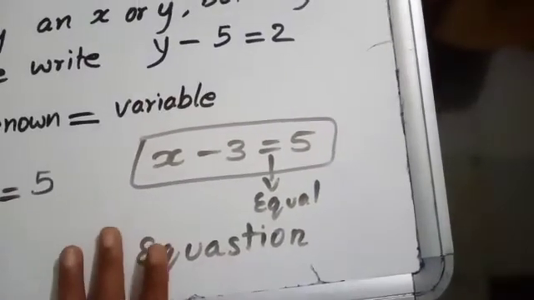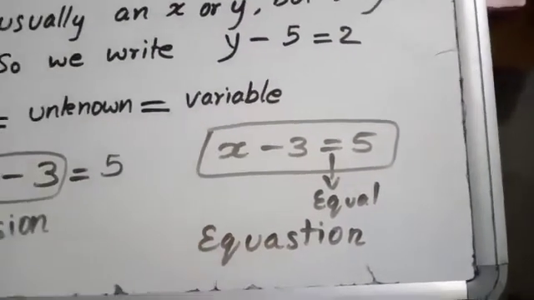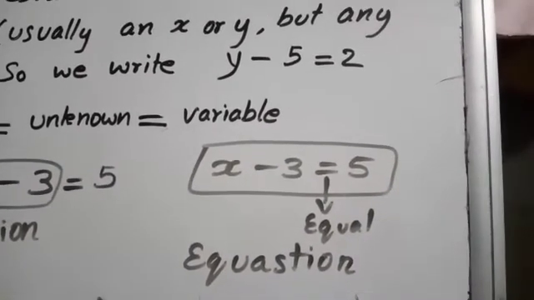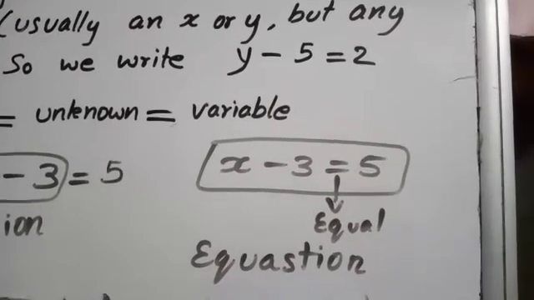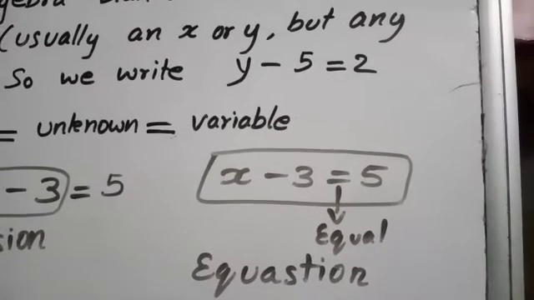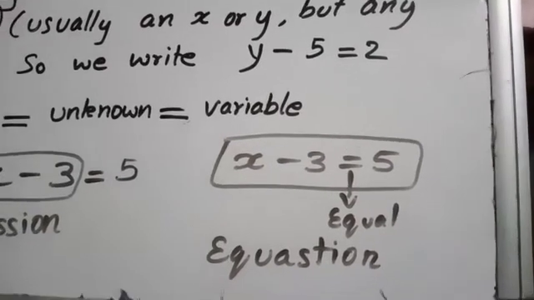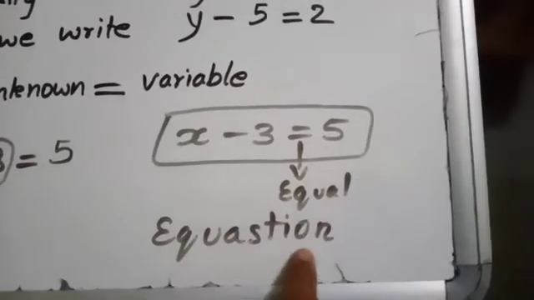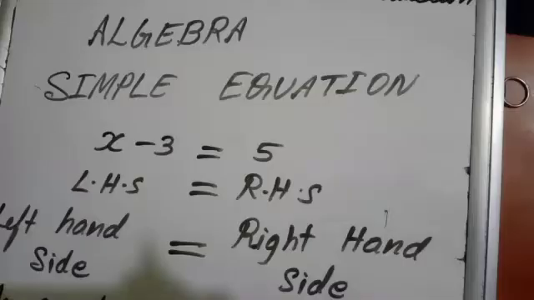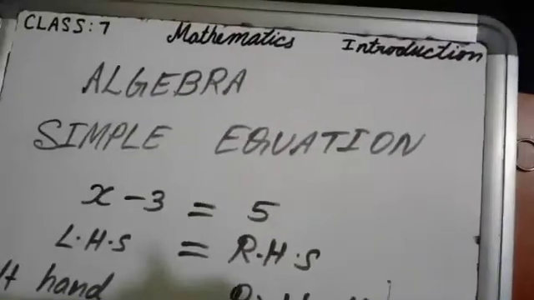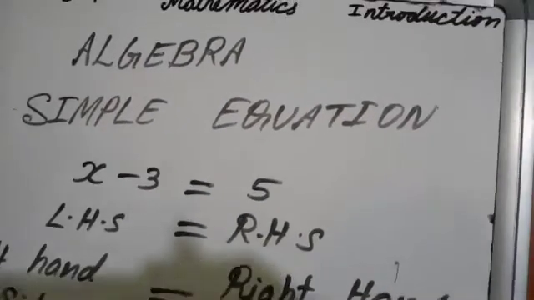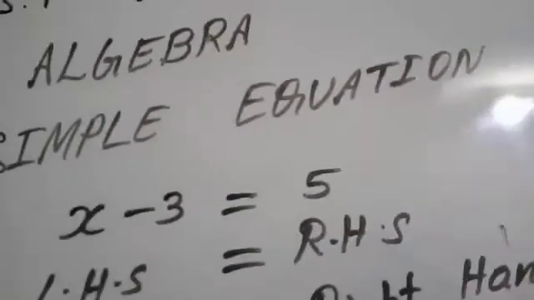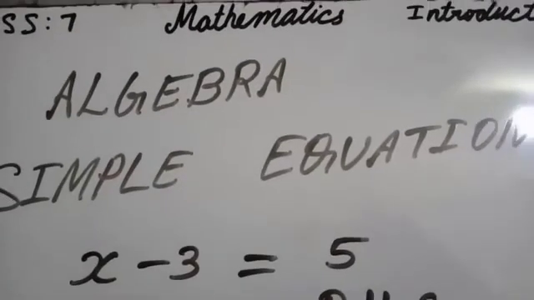These are simple. So from today onwards, let us learn the new lesson, that is simple equation. The new lesson name is simple equation. Hope you understood what a simple equation is. If there is an equal symbol, then we have to call it a simple equation. Now let us begin the algebra part. Simple equation. Now as I gave the example, x minus 3 is equal to 5.